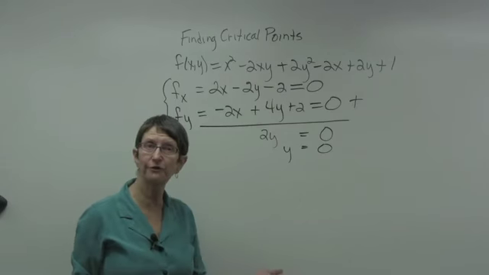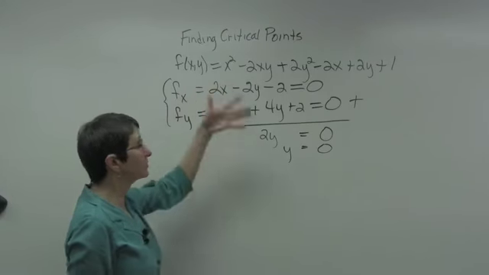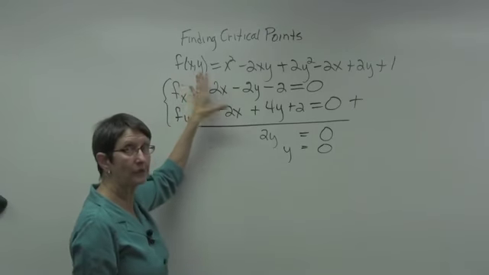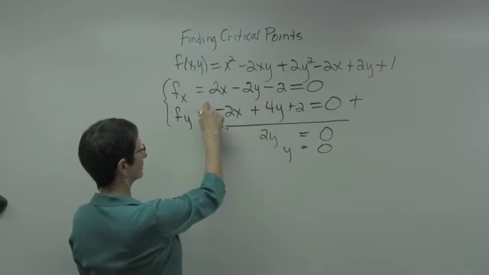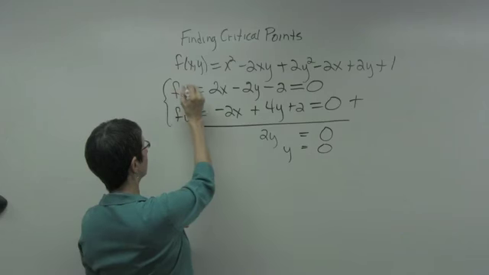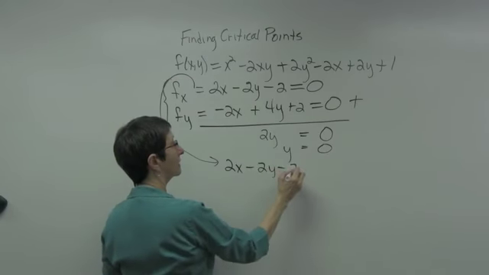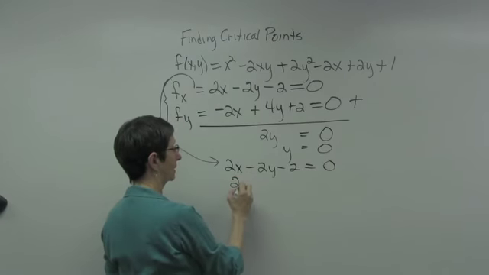I have a y value for my critical point, but there's no x. Well, to get the x, I go back to either equation and find y. Let's look at the first one. My first equation here, 2x minus 2y minus 2 equals 0.